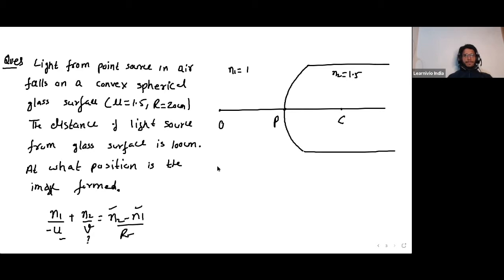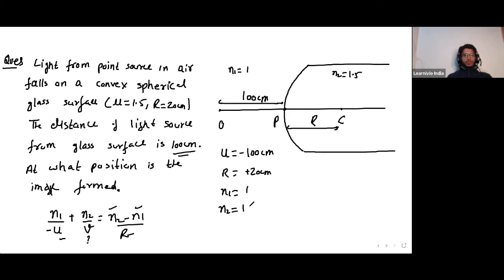Okay, let's see this now. How much is the object distance? Your object is placed at a distance of 100 centimeter. So this is your 100 centimeter. Your object distance is minus 100 centimeter. How much is R? Your R is plus 20 centimeter. P to C, this is your R, plus 20 centimeter. N1 is 1. N2 is 1.5.